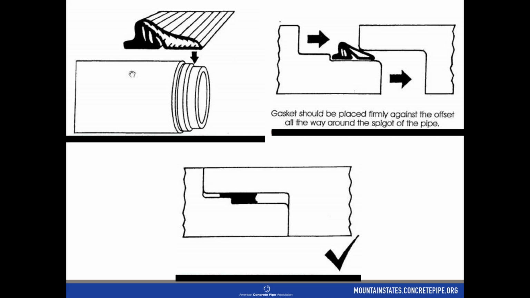We had to go in and cut those off, and the contractor had to cut them off and reseal with a non-shrink grout. So we don't want to see that happening. So make sure that you know what type of gasket is being used so that we can make sure we're doing it correctly.